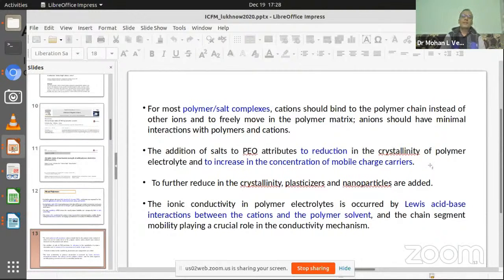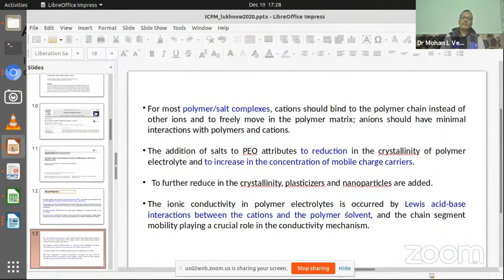And then we discuss the reason behind the conductivity enhancement. We suggest that the salt interacts with the oxygens of the PO, and that some vacancies are created or the chain is mobilized after adding these salts and inert materials. These are the possible reasons we indicate for the enhanced conductivity of this polymer. The ionic conductivity of this polymer electrolyte is theoretically explained by Lewis acid-base interaction, as mentioned in some theoretical papers.